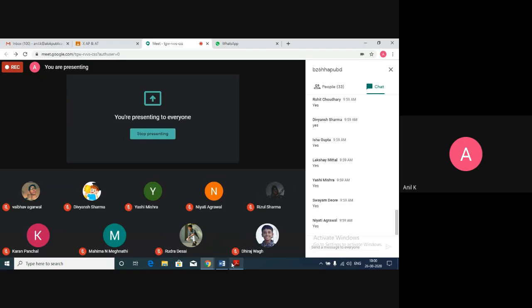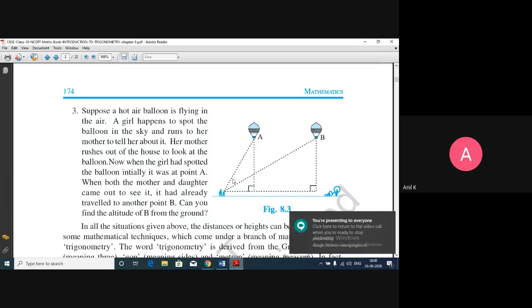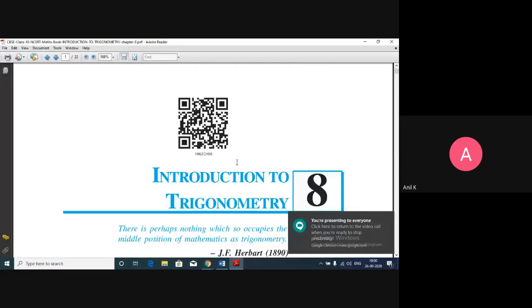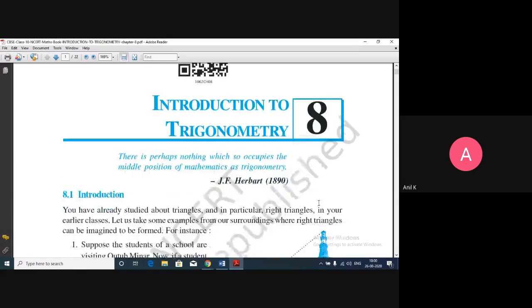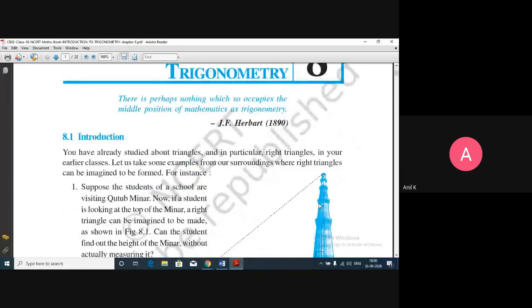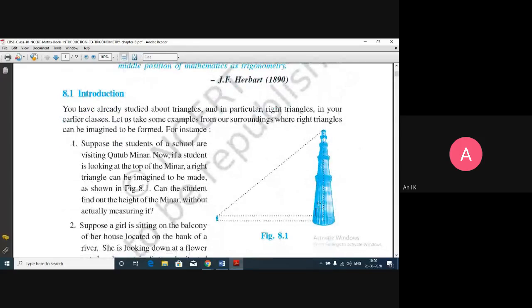It's 10. We'll start our class. Going to start our next chapter, Introduction to Trigonometry. Those who understand the formulas and remember the formulas, this chapter will be very easy. Otherwise, it will be difficult. That's how students feel every year. We'll make it easy. Don't worry.